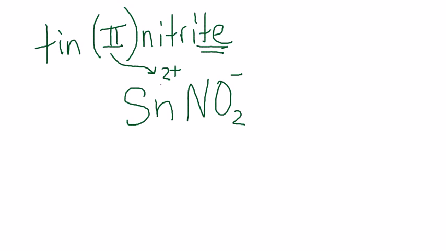The 2 plus and the minus 1 do not sum to 0. So therefore, I need 2 nitrites to balance out the tin's 2 positive. And as I always do, when I'm writing these ionic compounds, if I used the charges to help me balance, I would erase them in the end.